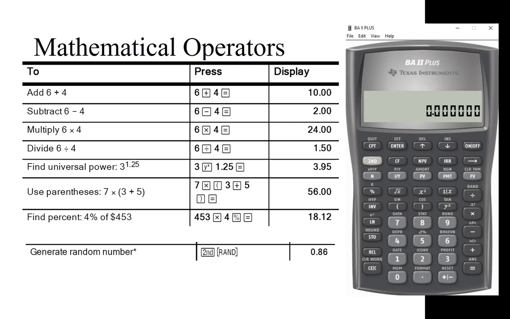And so if we wanted to raise 3 to the 1.25 power, we could. The first thing we would do is hit 3, and then our y^x, or our raise to an exponent button. Type in 1.25, and we'll find that it's 3.948222. And you'll note that that's a little different than the value that they show on the screen.